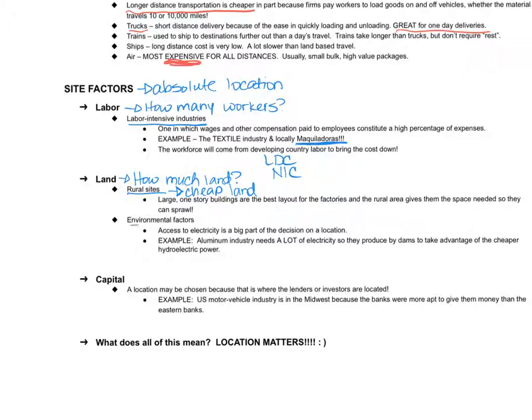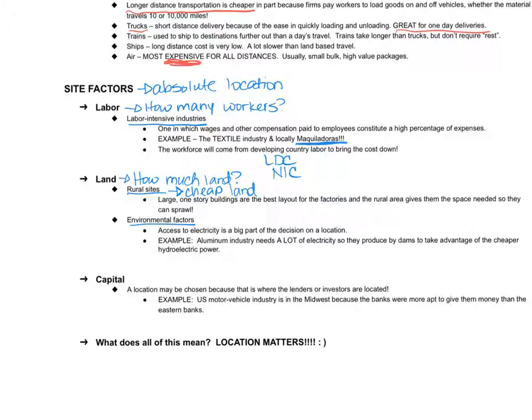Okay, something else you want to consider is environmental factors. Not necessarily what am I going to do to the environment, not like that. More like, okay, I'm going to use a lot of electricity. So maybe if I can locate close to water, I could have access to a dam, and that would be cheaper electricity. So you look at what the environment can give you, either for free or cheap. That's what I mean by environmental factors.